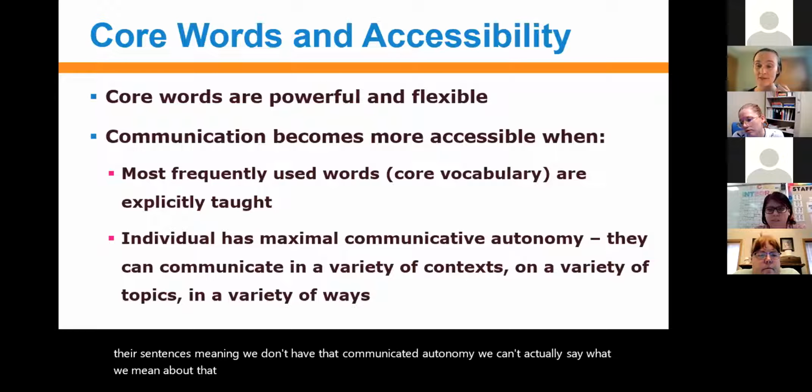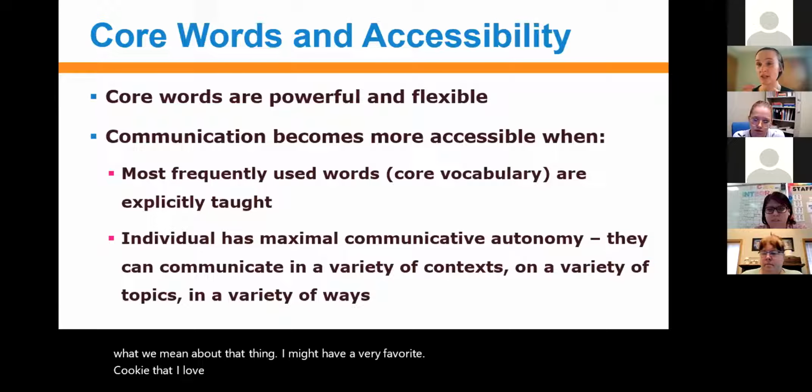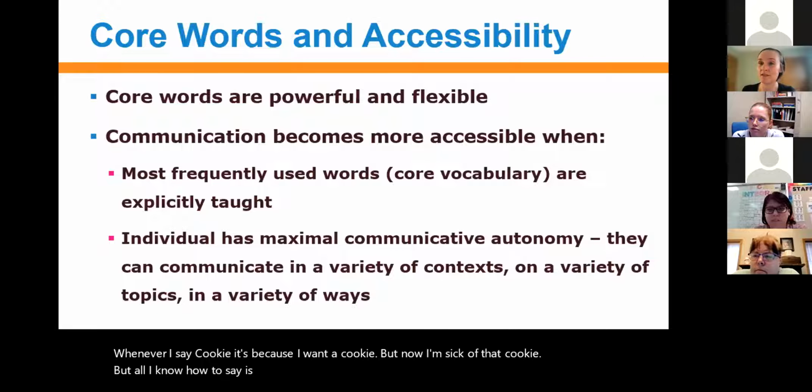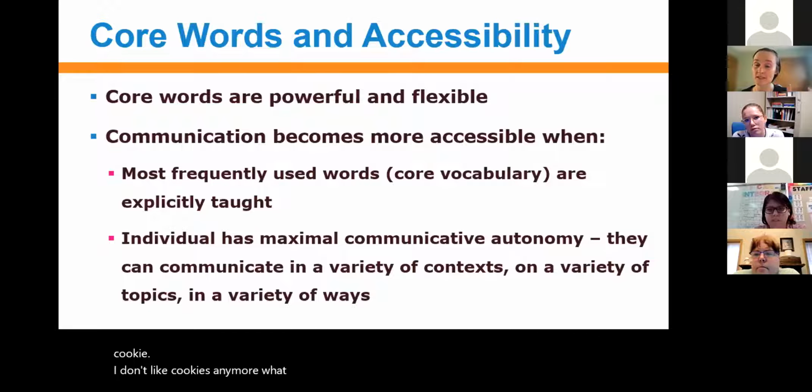I might have a very favorite cookie that I love, and so I say cookie, and for months and months, whenever I say cookie, it's because I want a cookie, but now I'm sick of that cookie. But all I know how to say is cookie. I have no way to say no more cookies, stop cookie, different cookie. I don't like cookies anymore. You know what I mean? So I need those core words to be able to make my message completely understandable.